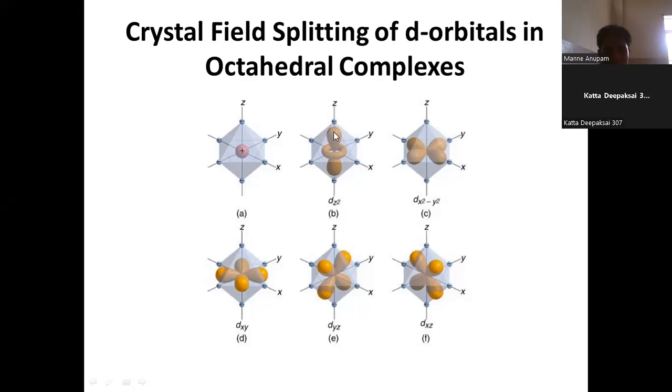Okay. So whichever d orbitals are present on the axis, they will undergo more repulsion, and therefore there is an increase in energy. And whichever orbitals are present in between the axis, they have lesser repulsions, and that's why they are reducing in energy. These are the orbitals dxy, dyz, and dxz. These are the orbitals that are present in between the axis, and that's why there is reduction in energy for these orbitals. These are the orbitals that are present directly on the axis, directly on the approach of the ligand. That's why there is increase in energy.